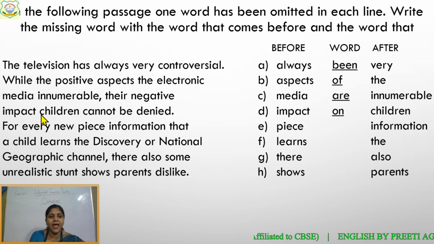Next one is "impact on children". "On" is missing here. So we are seeing that just PPAC's rule is coming. See, "been", tense mistake, "of". What is "of"? "Of" is your preposition. Okay. "Are", again your verb. "On", again your preposition. So PPAC's rule always helps us.